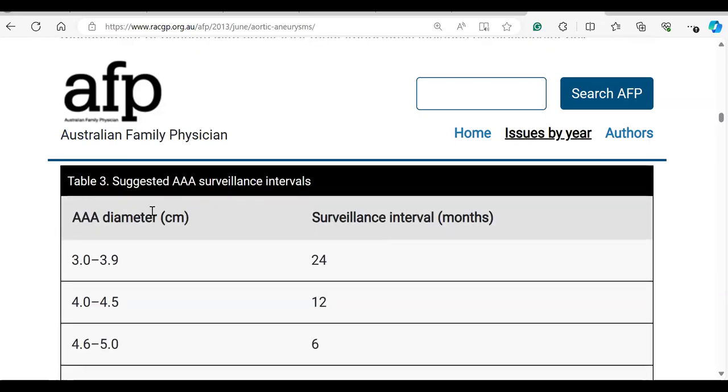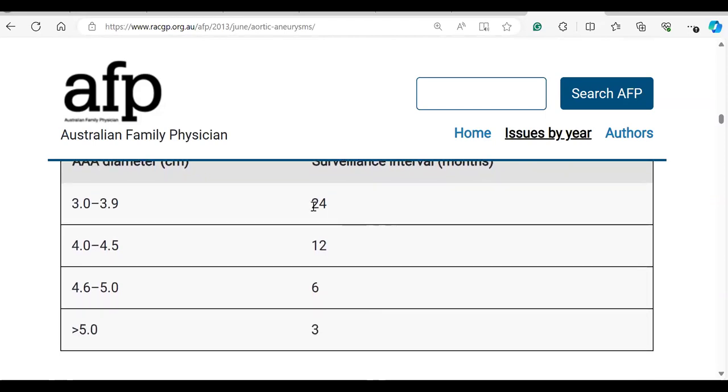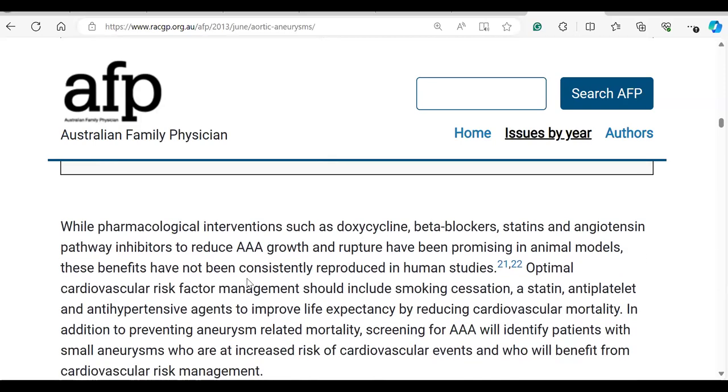So according to the RCGP, they say that if the aortic aneurysm diameter is between 3 to 3.9, then surveillance should be done every 2 yearly, 4 to 4.5, 12 month, 4.6 to 5 every 6 monthly, and above 5 every 3 monthly surveillance is needed. Surveillance usually will be done by an ultrasound. So this one comes in exam. Please try to memorize it.